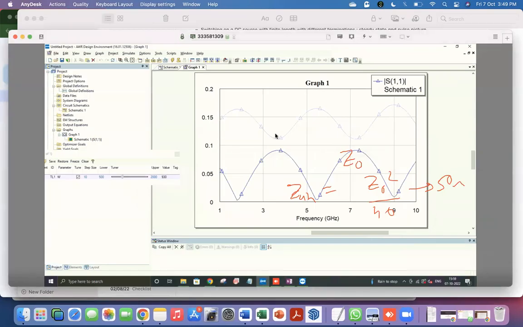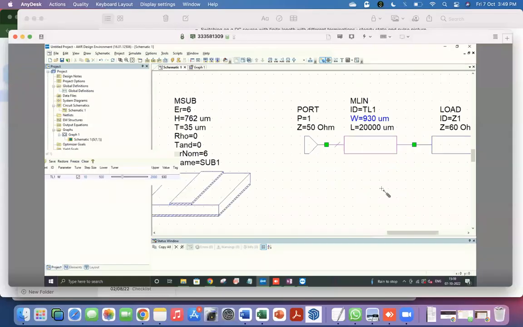I can't hear you, Panya. So we wanted to match the 50 and low risk. So, should be 50. It should be 50 to 60 there. No, so Z in is, we are not matching 60 to 15.